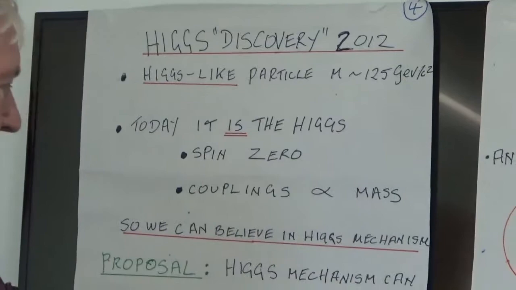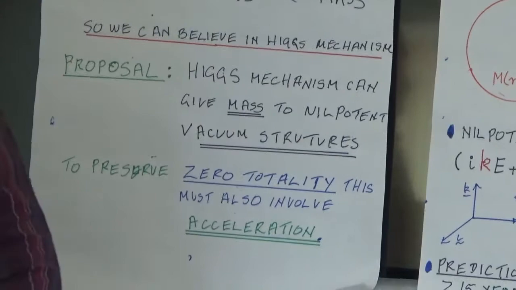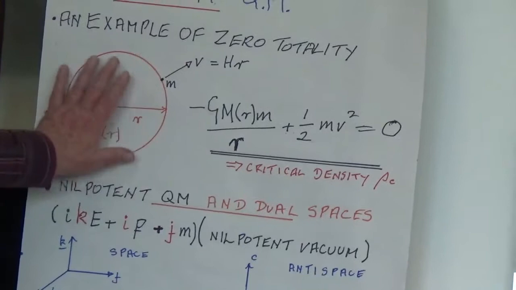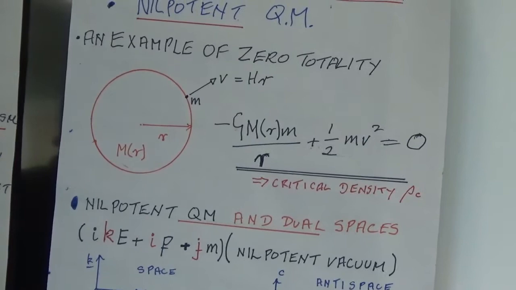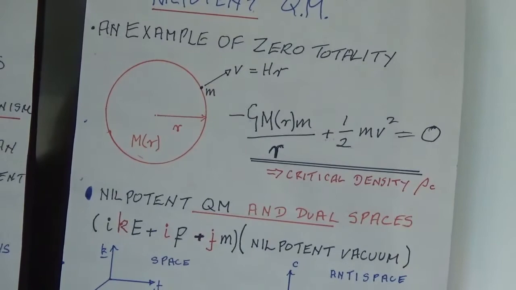Right. So, what we've got here is vacuum structures that do the job of supersymmetry. Okay. So, proposal: the Higgs mechanism could give mass to nilpotent vacuum structures. Right, let's go back and look at this. So we're saying here we have a load of matter governed by this zero totality condition. I'm now proposing that we can make the Higgs mechanism somehow interact and produce a little blob of dark matter somewhere. How could we do that if we want to preserve zero totality?